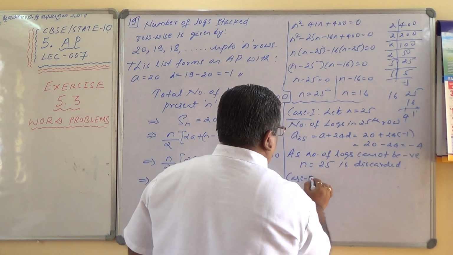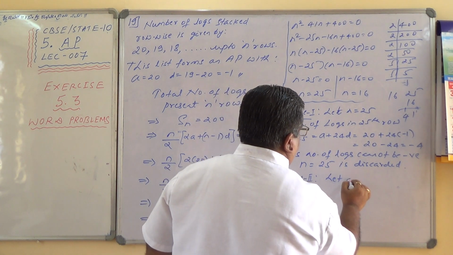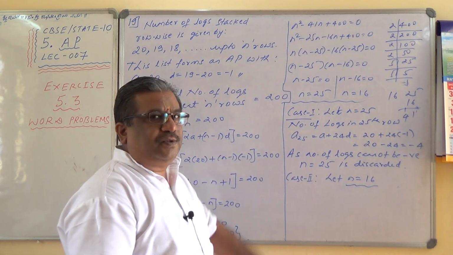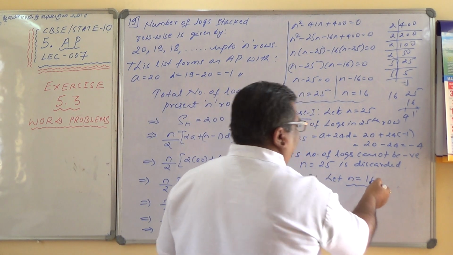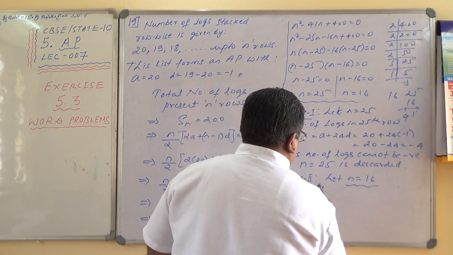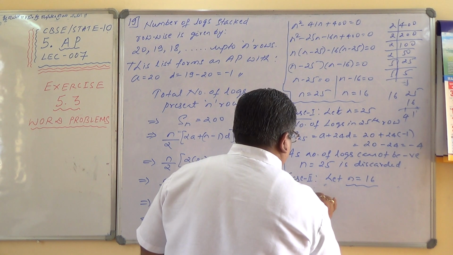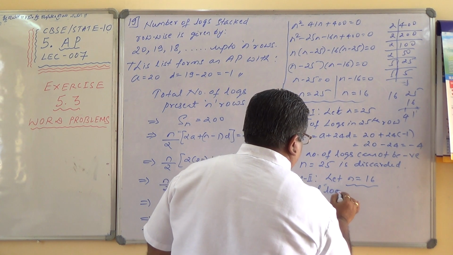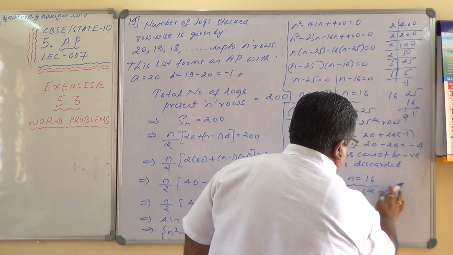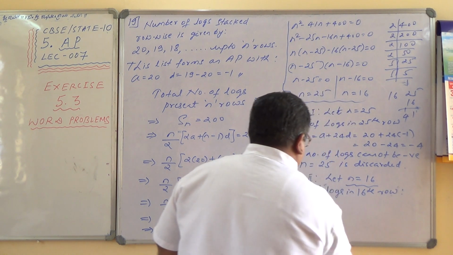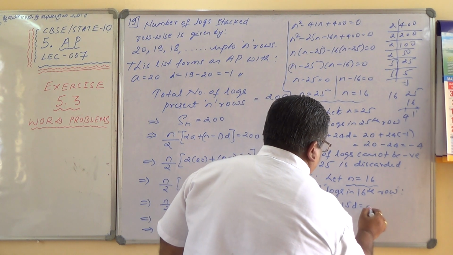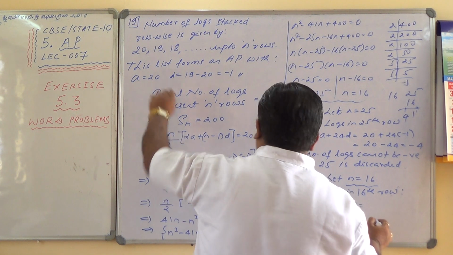Case 2. Let n equals 16. The meaning is a total of 16 rows. So let us find out how many wooden logs are there in the 16th row. Number of logs in the 16th row is given by a16, a plus 15d. a is 20.